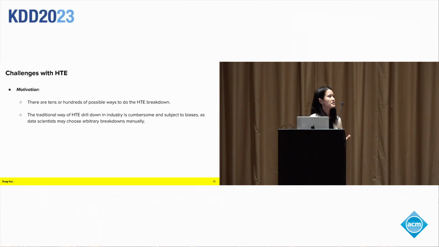So what are the challenges of HTE in industry? First of all, there are many different ways to do the breakdown. It could be countries, age groups, engagement history of the users, or device types. Before we do the breakdown, we may not know which breakdown is actually the best for finding the most heterogeneous effects. And the traditional way of HTE breakdown in industry can be cumbersome and subject to bias. Data scientists may choose arbitrary breakdowns manually, and it can also cost a lot of effort and time.